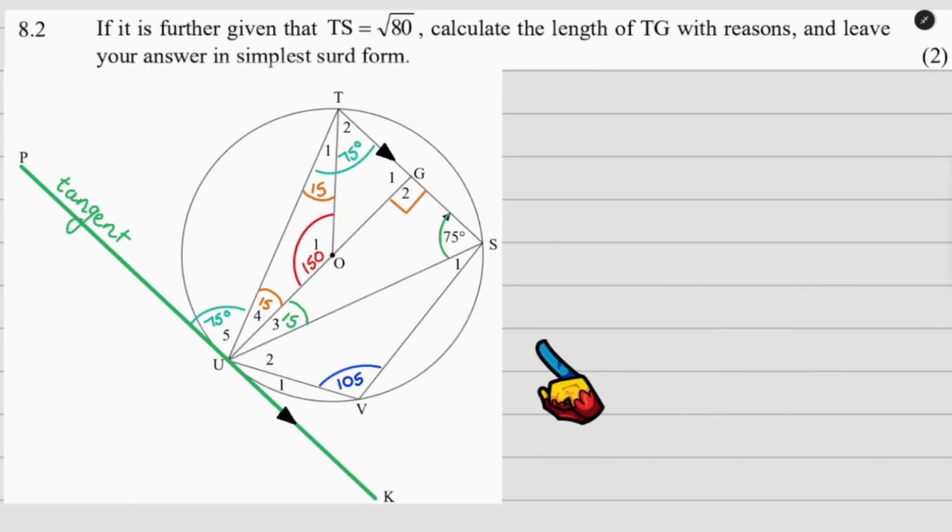And the last question tells us that the length of TS is root 80. Let's get that in on the sketch quickly. And now with reasons, we need to calculate the length of TG and leave our answer in simplest surd form. Alright, so we are going to be using a Euclidean theorem here. I've got a line from the center that is perpendicular to this chord TS over there.